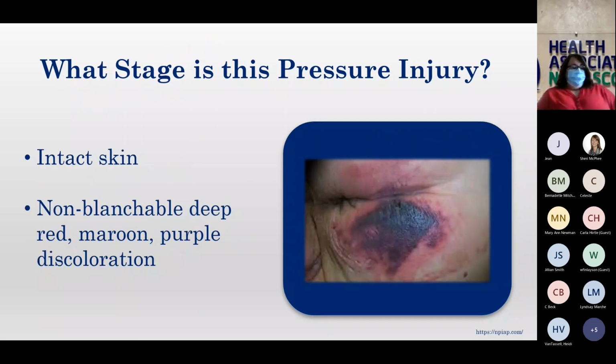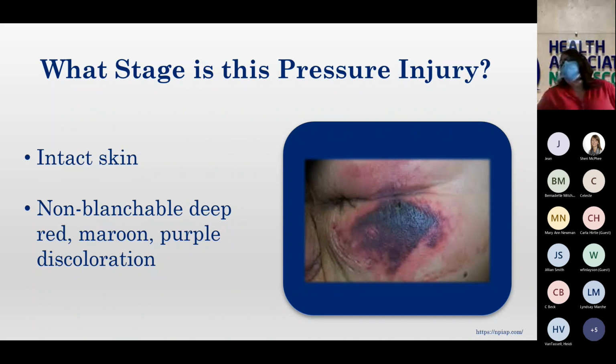All right, next we have intact skin with a localized area of persistent, non-blanchable, deep red, maroon, purple discoloration. What stage is this? You'll just find it the deep purple. All right. Keep going. Purple discoloration.